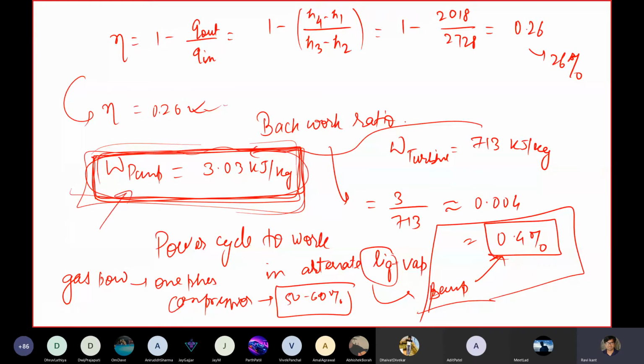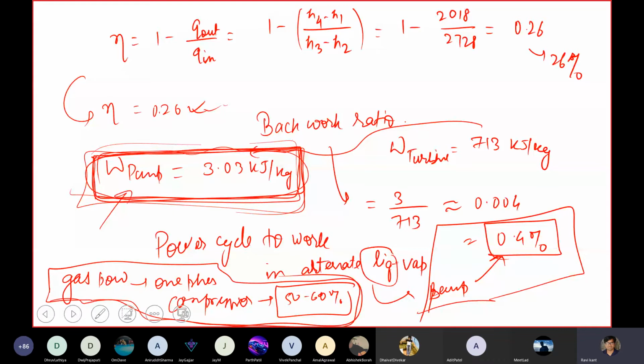So that is why these gas power plants are not used widely, because of their inefficient model.